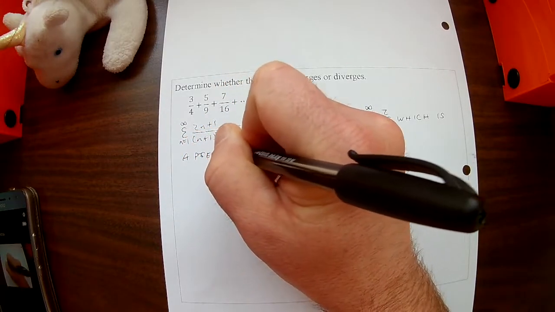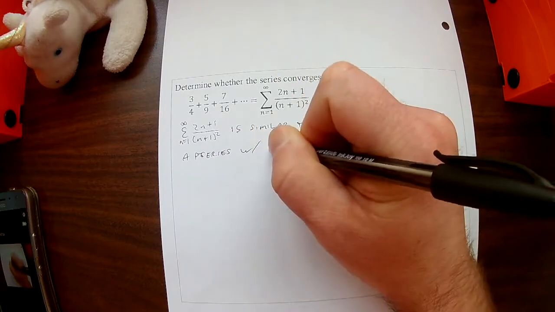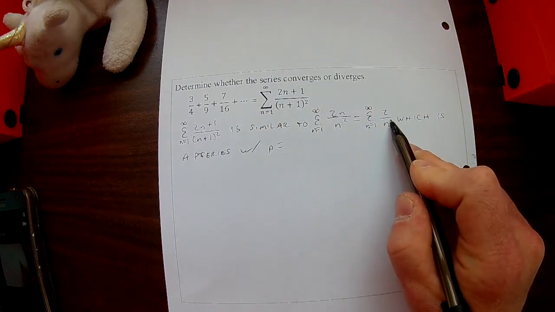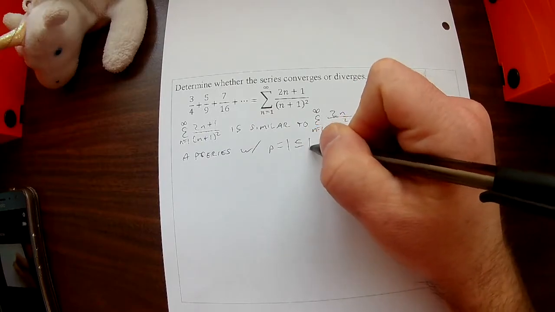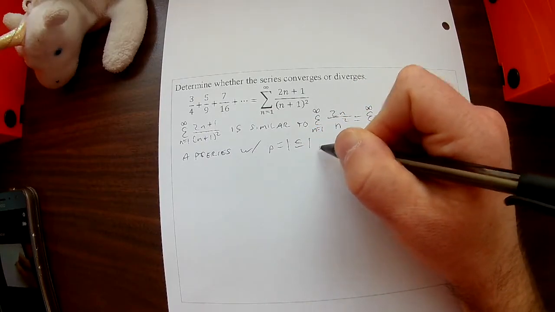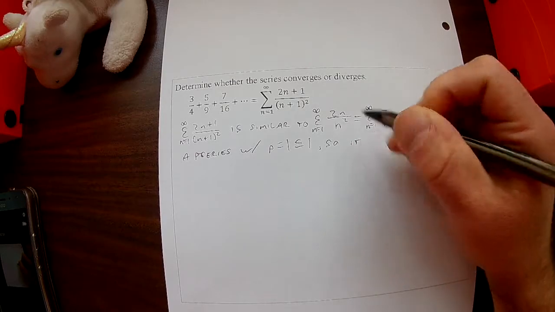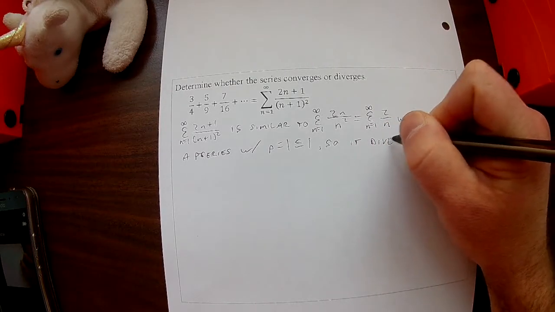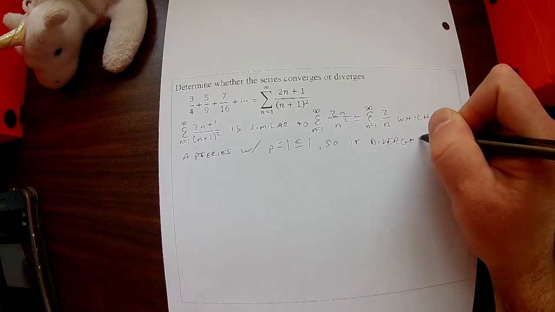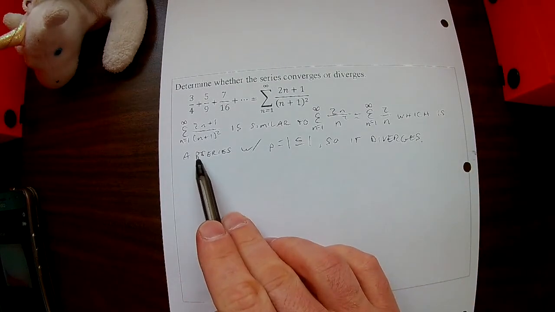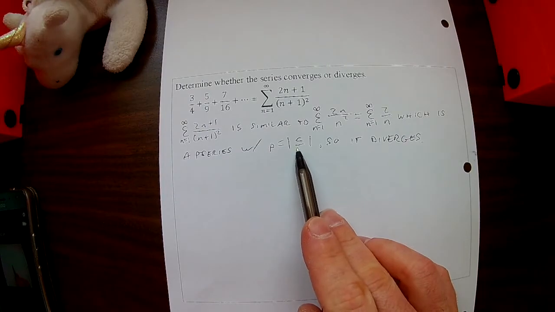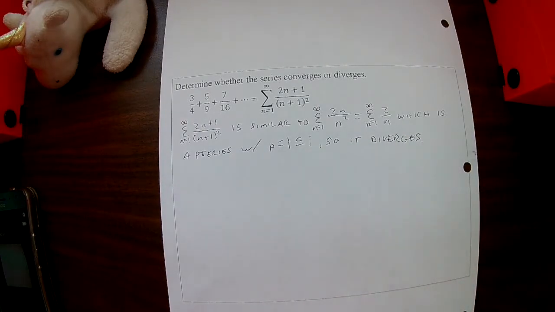P-series with p equal to 1, which is less than or equal to 1. So it diverges. I mean, really, this is twice the harmonic series, so the harmonic series diverges. Twice the harmonic series is going to diverge as well. But we really just had to focus on it being a p-series with p equals 1, less than or equal to 1, so it diverges.